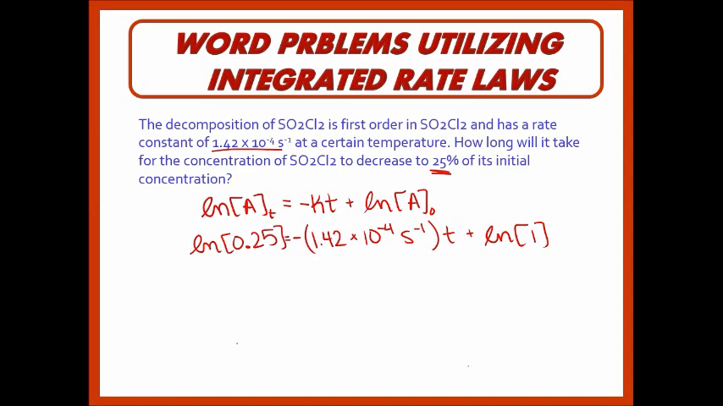And if we divide by the negative rate constant on both sides, we'll be able to solve for t, which is our time. And so the value of time in this problem ends up being 9,762 seconds. So that is how long it takes for our reactant to decrease to 25% of the initial reactant concentration.